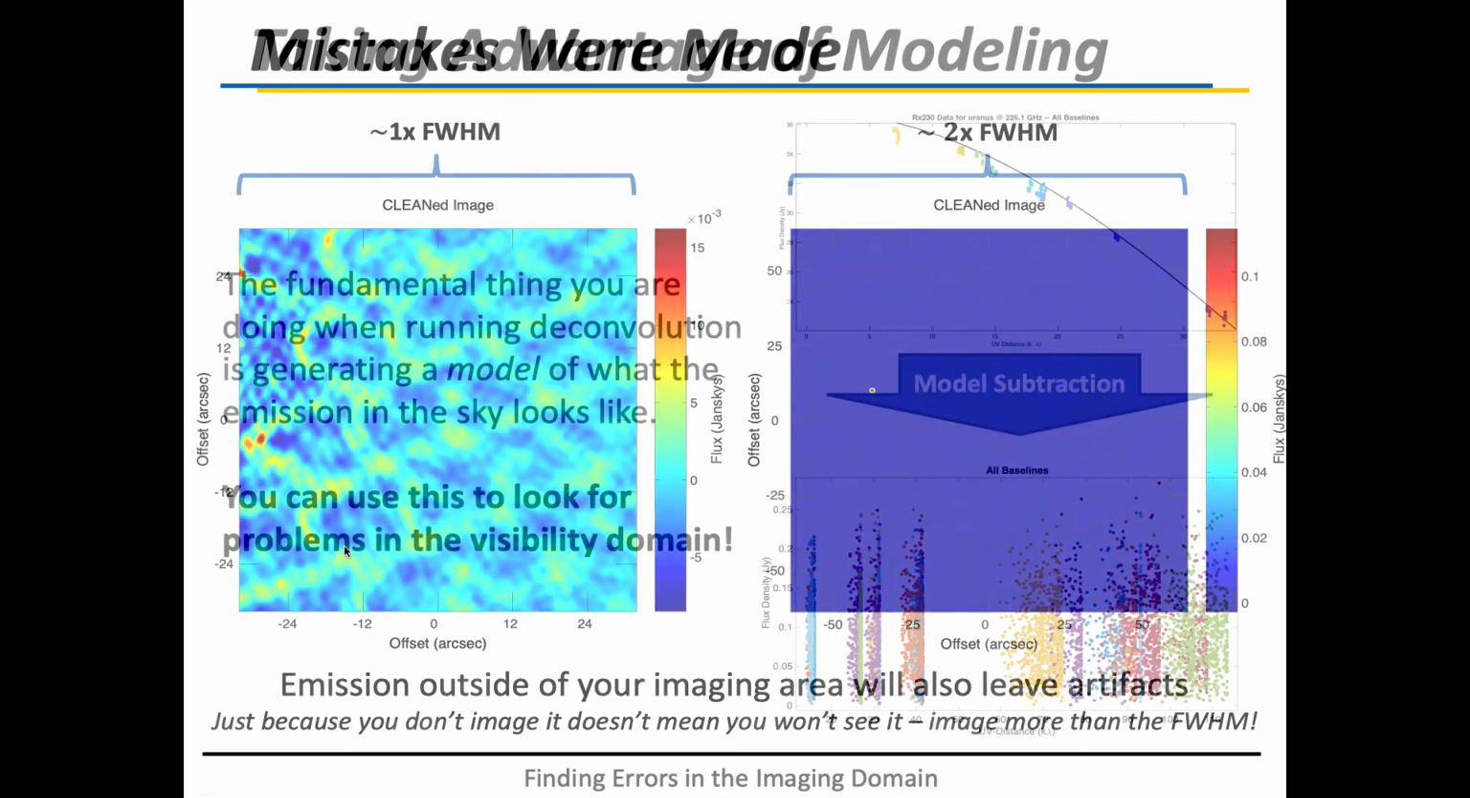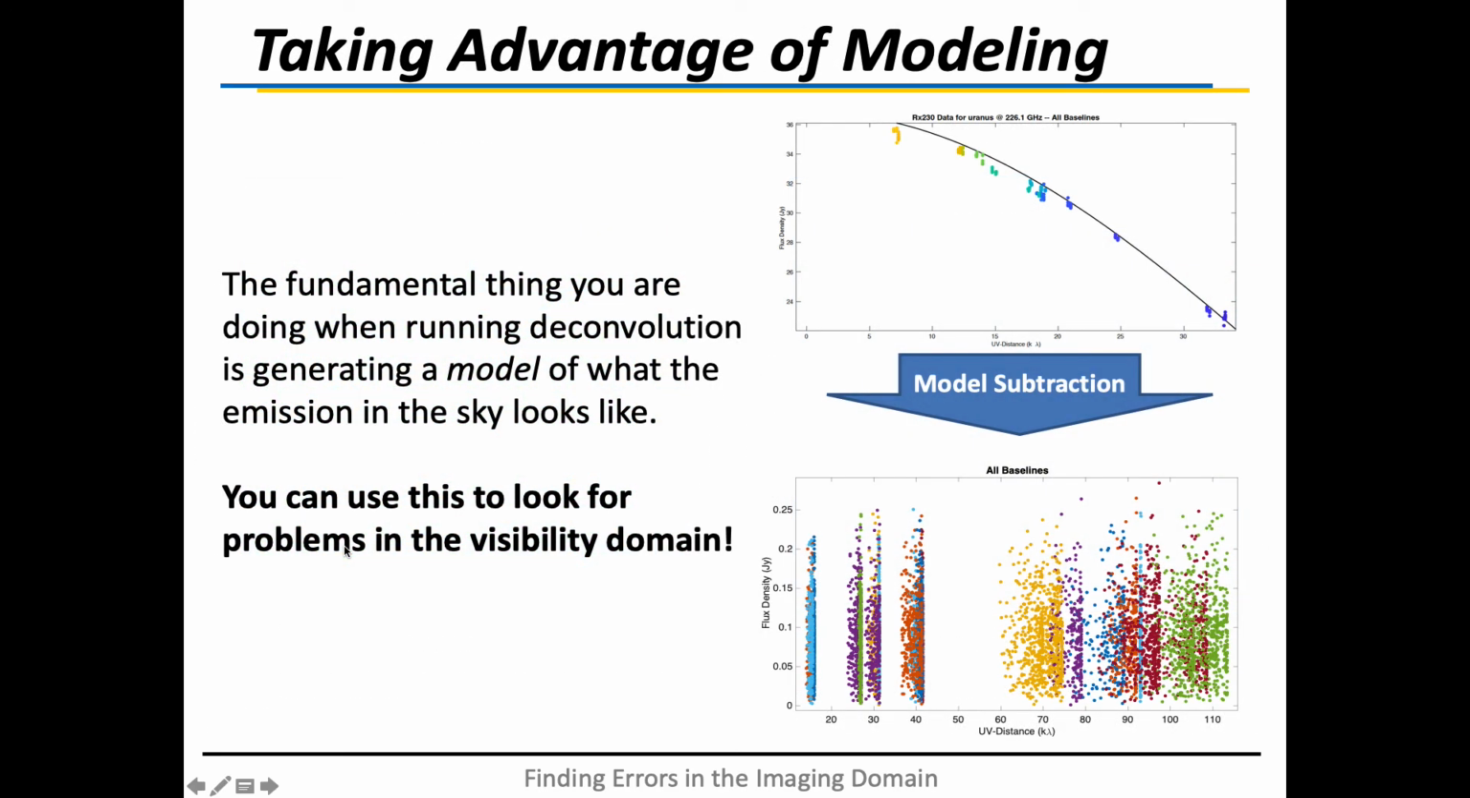So, all right. That's all the tricks that I usually use when I'm looking at images and trying to diagnose what is going on in the underlying data. There's one more thing that I think is worth pointing out, which is that when you're running deconvolution, you are actually making a model of what the sky looks like. And once you have a model, you can subtract it off, not just in the image domain, but also in the visibility domain. You can subtract that model from the data itself.